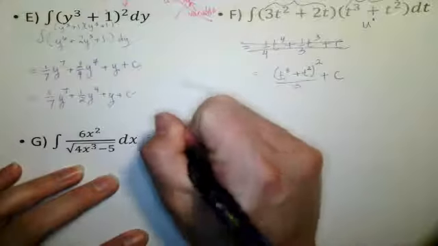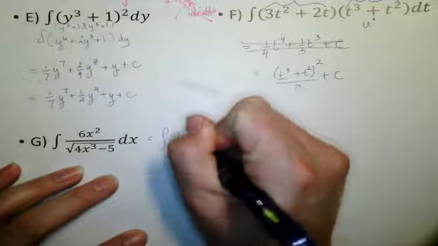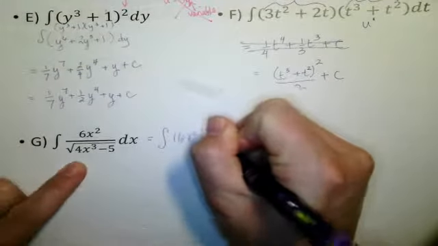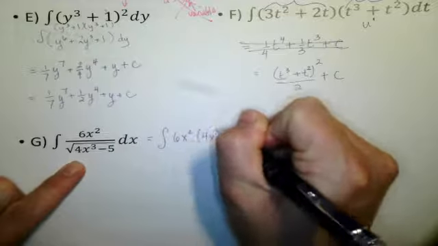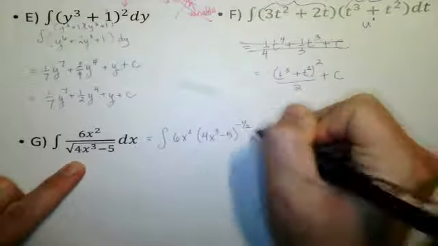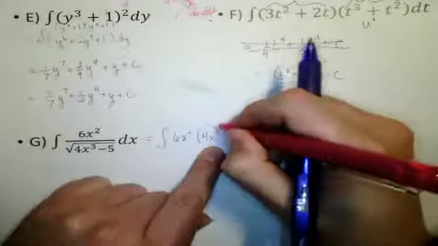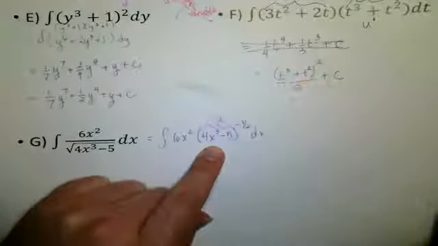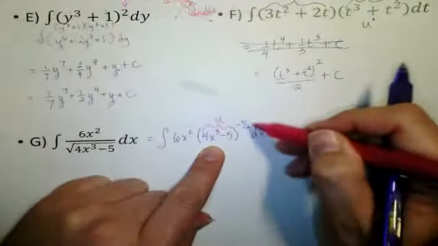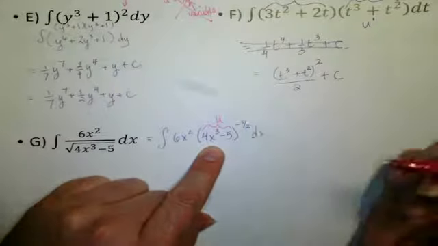All right, here, this requires a whole lot of rewriting. And so I'm going to go ahead and do that. I have 6x squared, and then this is 4x cubed minus 5 to the negative 1/2 power dx. Okay, so I definitely have this inner piece here, this u function. So u to the 1/2 or u to the negative 1/2, that's easy to integrate.